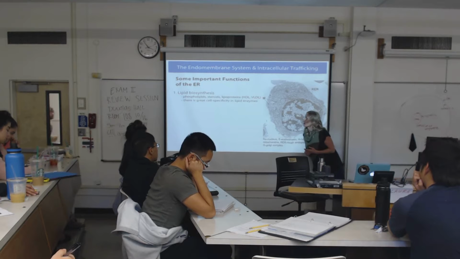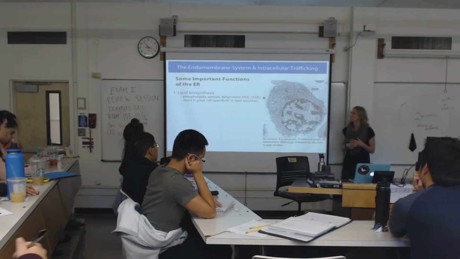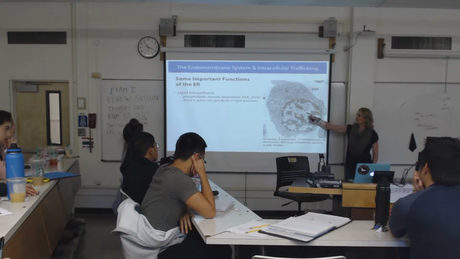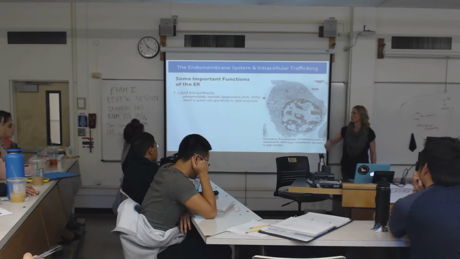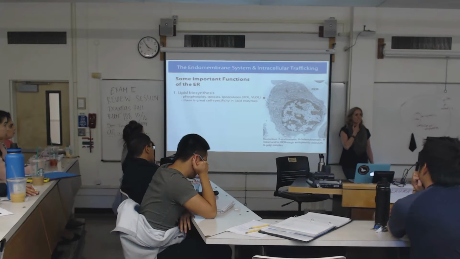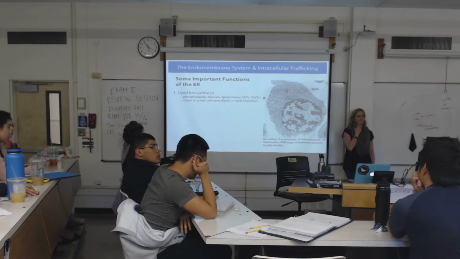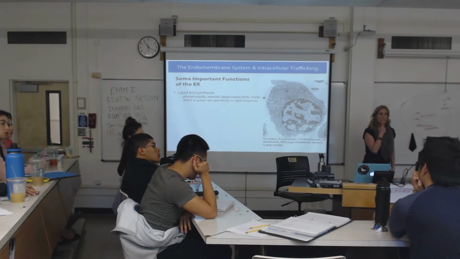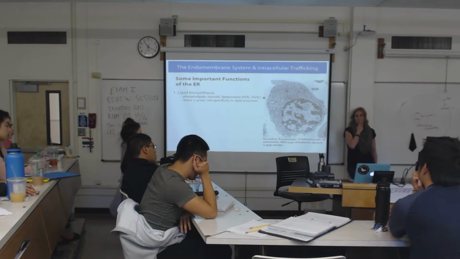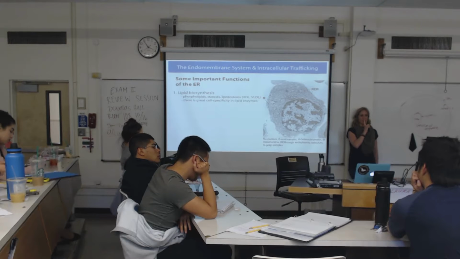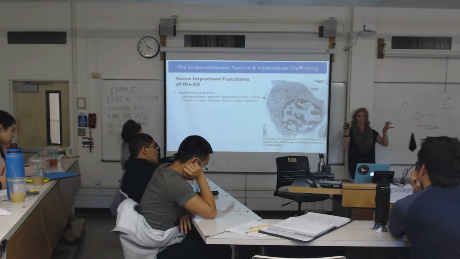So this next sentence, there is great cell specificity in lipid enzymes. So there are enzymes that need to be present to make all these different lipids. When I say there's cell specificity in lipid enzymes, what do I mean? Some cells produce more lipids? Not exactly. Certain cells produce certain lipids? Yes. So if you have two different cells producing different lipids, that means their ERs might have different lipid synthesizing enzymes.